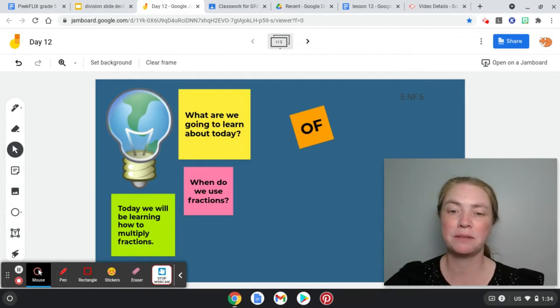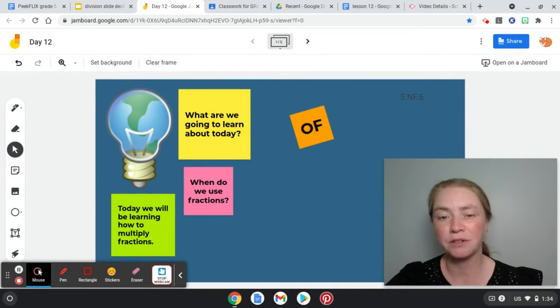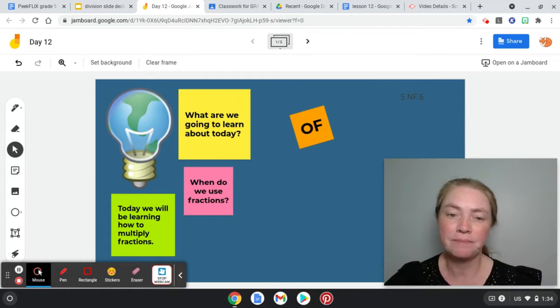So, what is it that we're going to be learning today? Well, today we're going to learn how to multiply fractions. Okay, when do we use fractions? You probably have heard me talk before about using it for parts of time or parts of a length or of a width or a height. But we use fractions in cooking and we use fractions in shopping in a lot of everyday life.